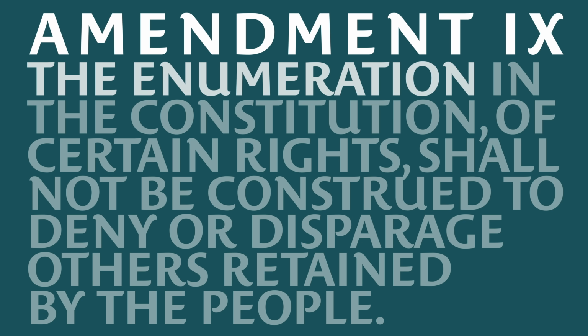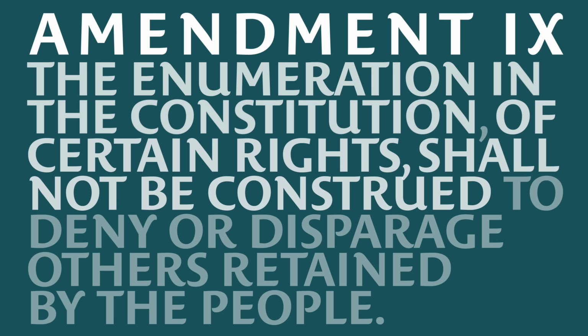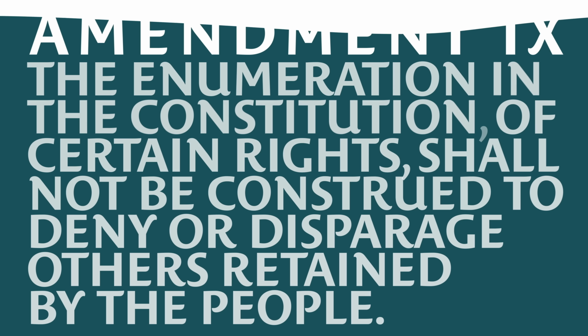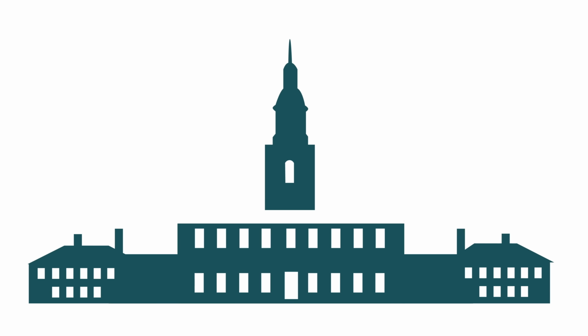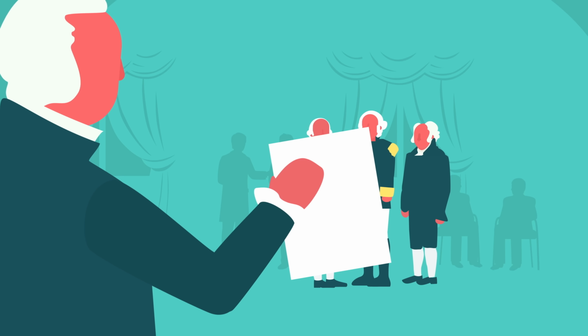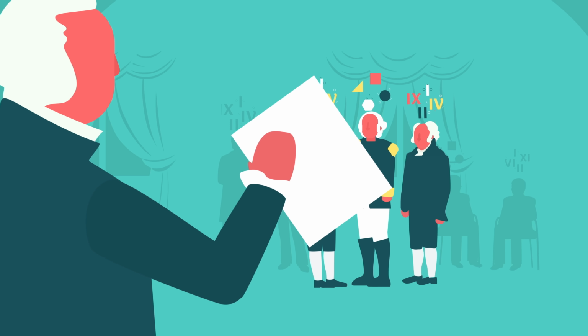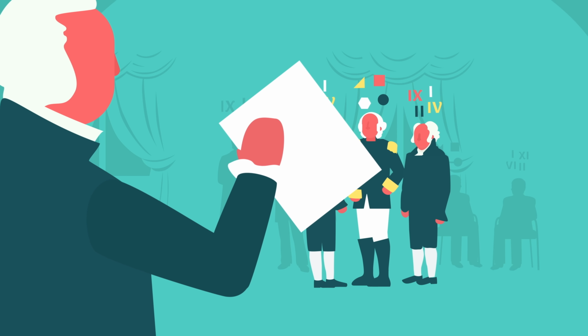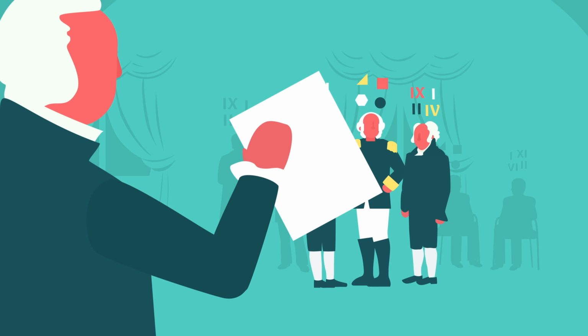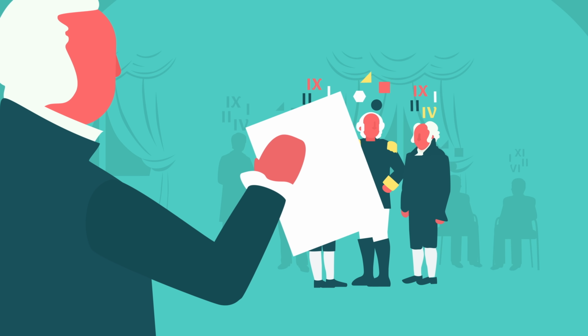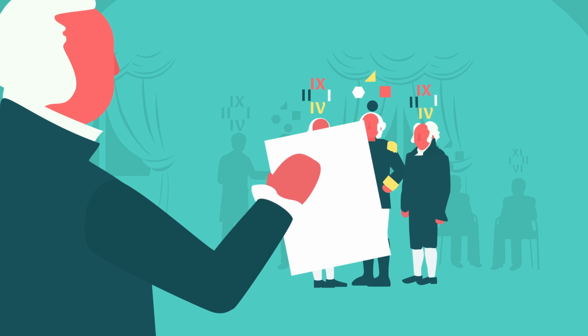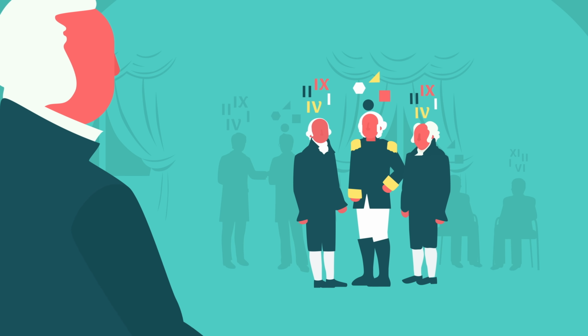The enumeration in the Constitution of certain rights shall not be construed to deny or disparage others retained by the people. The Federalists, who wanted the Constitution ratified without a Bill of Rights, argued or warned that adding an enumeration of rights would be dangerous because it might suggest that the only rights that people had were the ones enumerated and that the people had surrendered up to the general government any rights that had not been enumerated.